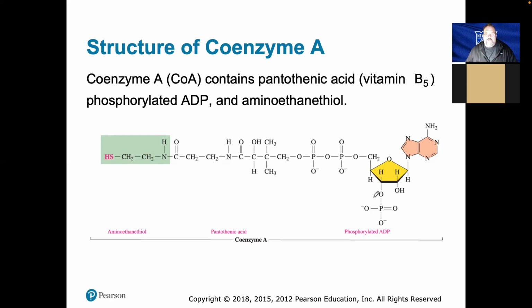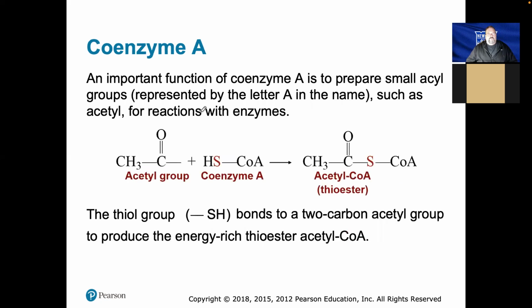And then you have this phosphorylated ADP, where you have a phosphate group, and this is drawn more like we're used to it, at the 3' position. That's the phosphorylated ADP. So this is the structure of coenzyme A. And usually they just call it CoA. That's how you usually see it.